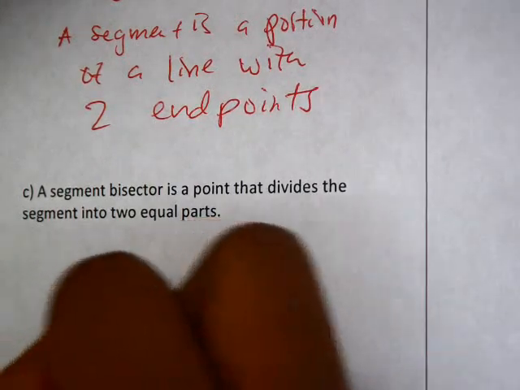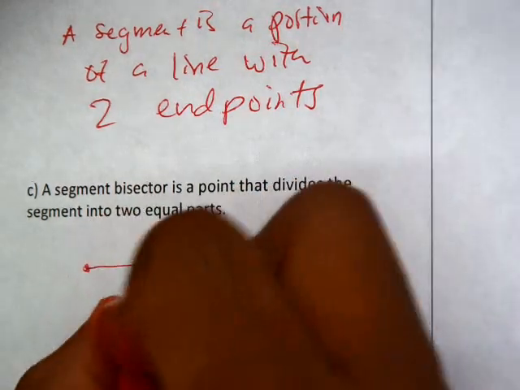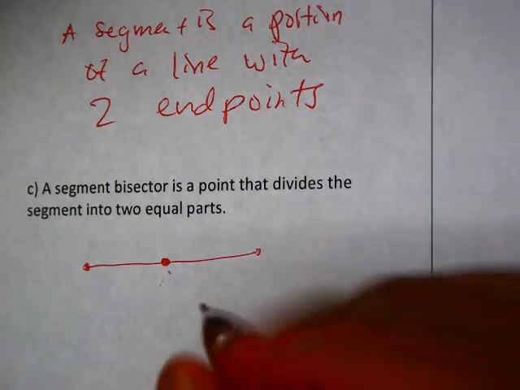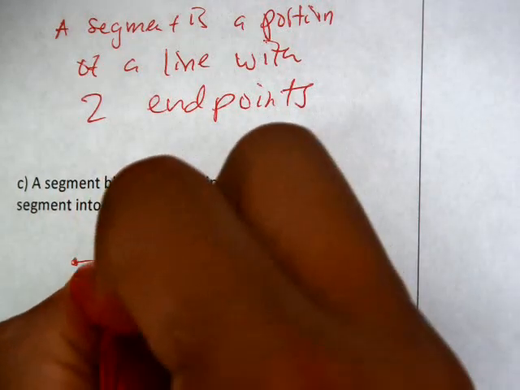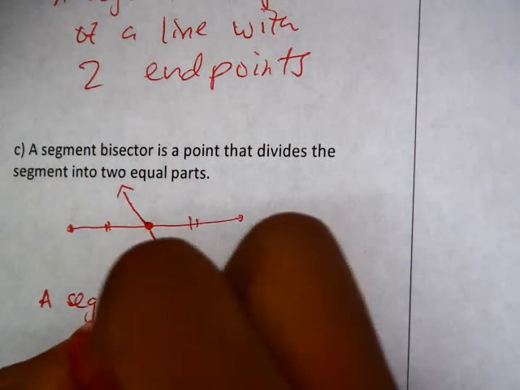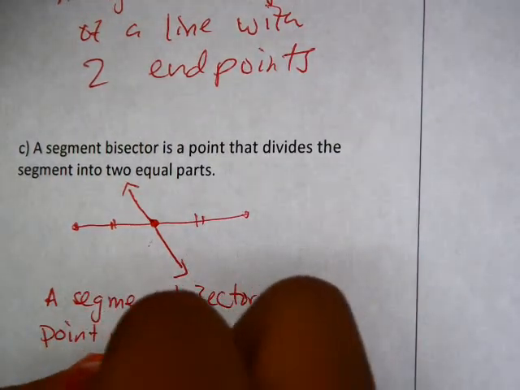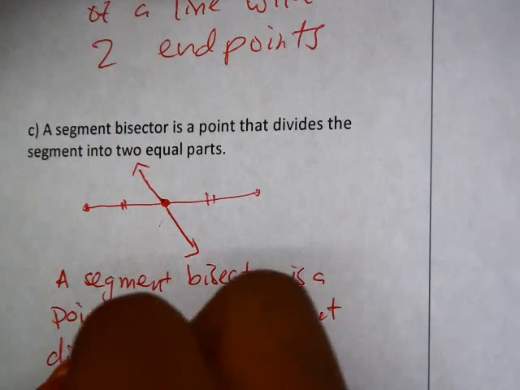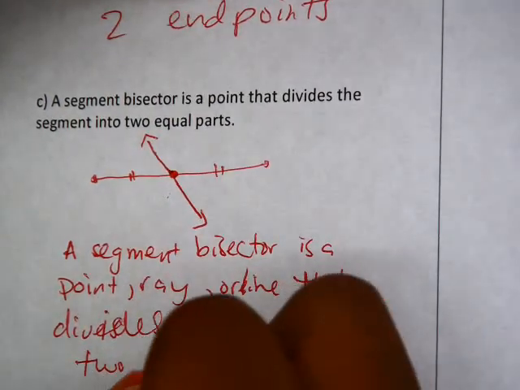Part C is saying a segment bisector is a point that divides a segment into two equal parts. So this definition is only saying points can be the only type of things that bisect segments, which is untrue. You can have a ray be the thing that bisects the segment, or you can have a whole line be the thing that bisects the segment. It doesn't matter. So that's how that's incomplete. It's not just restricted to a point. A segment bisector is a point, ray, or line, pretty much anything that divides a segment into two equal parts.